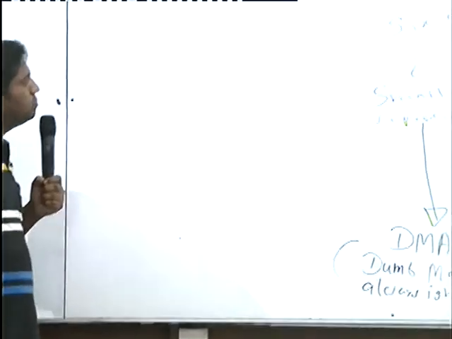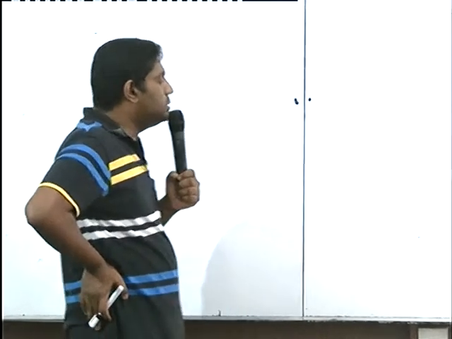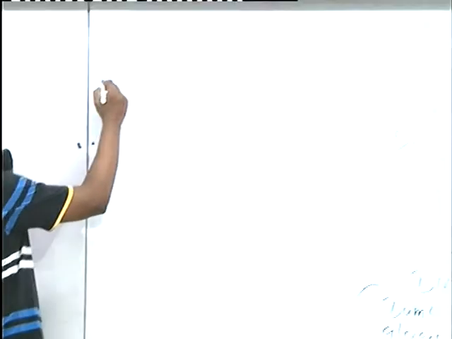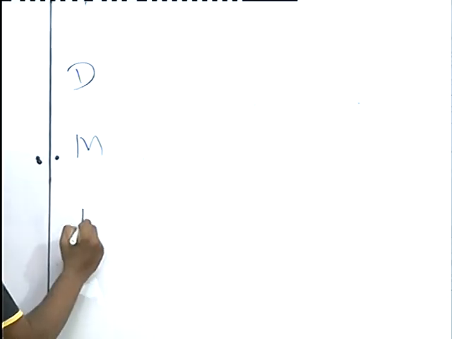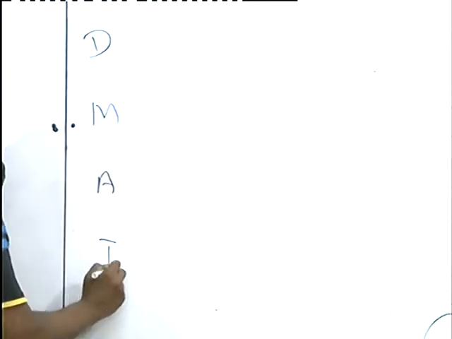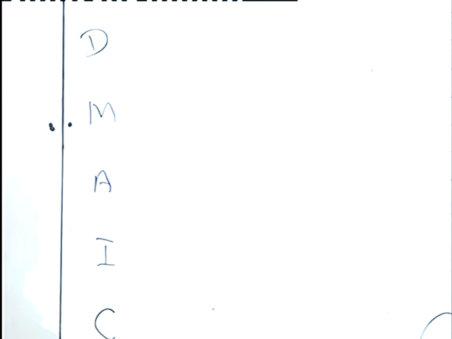Then we'll look at those 5 steps applied to an existing process. Here the statement I have used is "dumb managers always ignore customers." D, M, A, I, C.